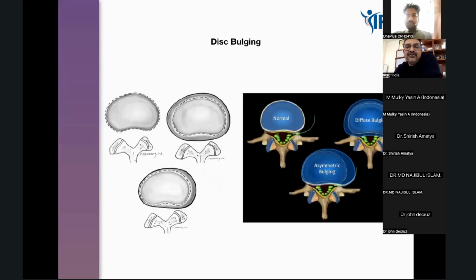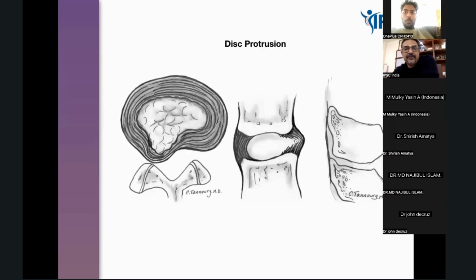Disc bulging: when we say bulge, it is a complete diffuse bulge, or an asymmetrical bulging disc, where the annulus is bulging outside. The annulus is entirely intact, but it's just a diffuse bulge of the disc. The entire disc is bulging. So obviously, these kinds of bulges are not good cases for endoscopic procedures. Maybe we can go for percutaneous decompression procedures, where we go inside and remove some material from inside, or do something inside the disc to shrink it. These are not good cases for endoscopic procedures.